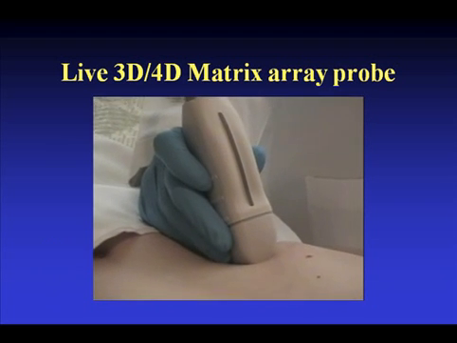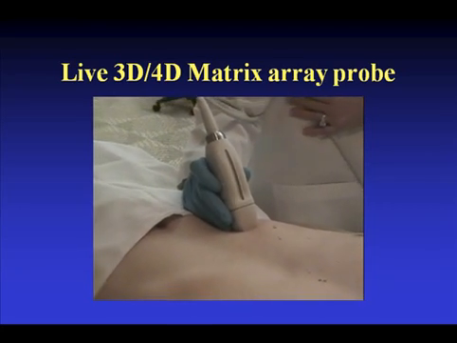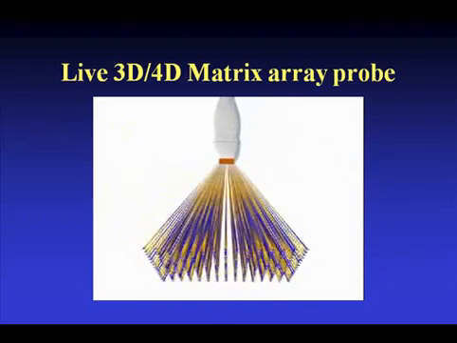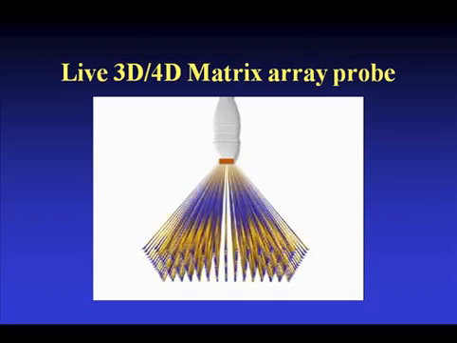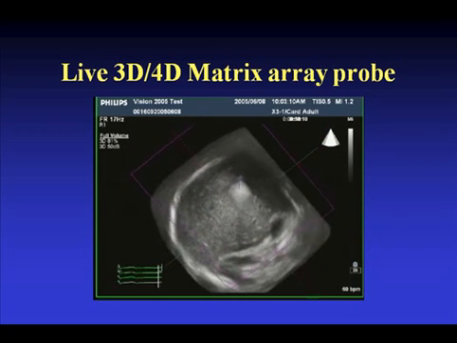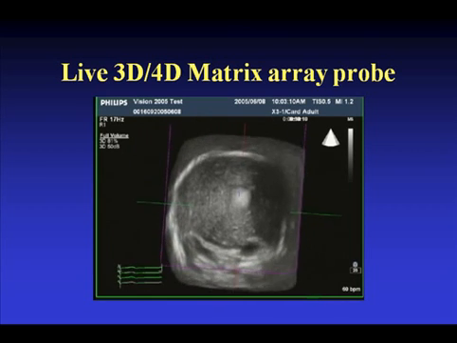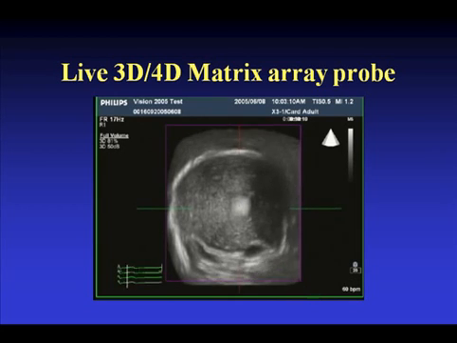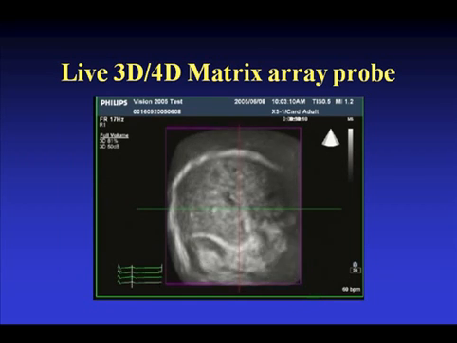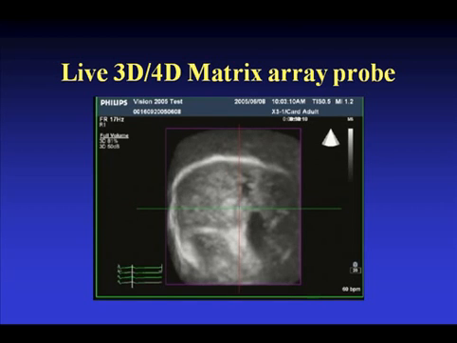Now, there is a new probe that is a so-called live 3D or matrix array probe. It consists of multiple elements and allows live 3D. I'll show you an example of a pelvic mass. This is just the typical image of the liver with a matrix array probe. You can see the scan plane is selectable. The sample volume is continually updated so that one can image in any particular plane. Here we're going down into different levels in the liver.